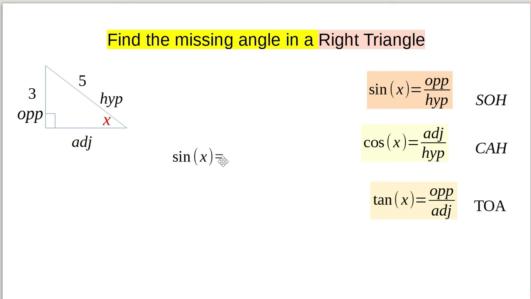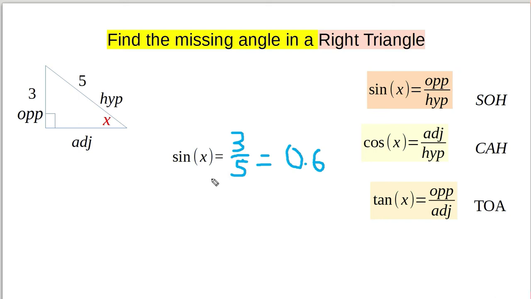So sine X is equal to the opposite. In our case, the opposite is 3, and then we have divided by the hypotenuse, which is 5, and 3 divided by 5 is 0.6. Now we have sine X is equal to 0.6.